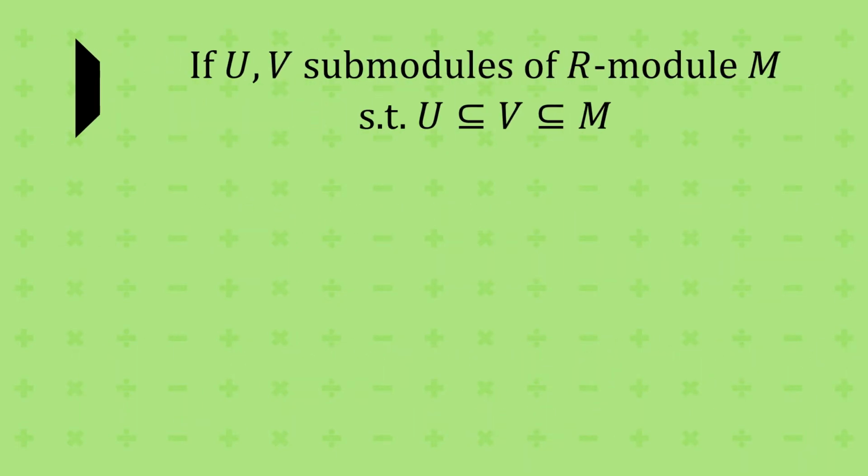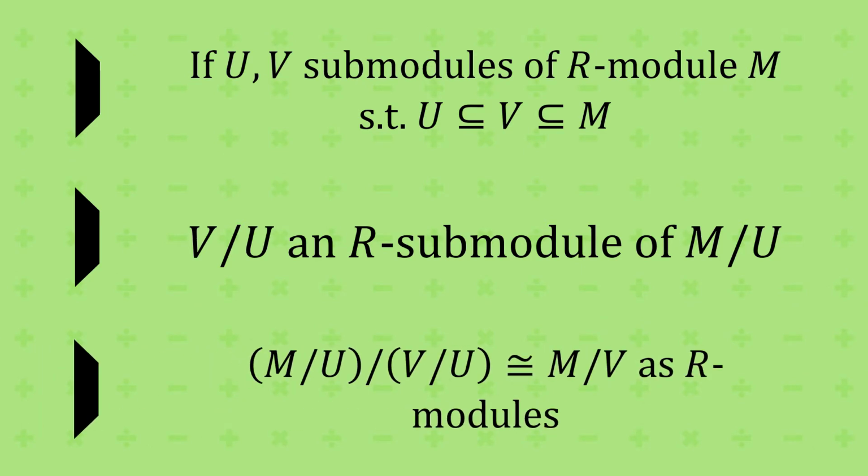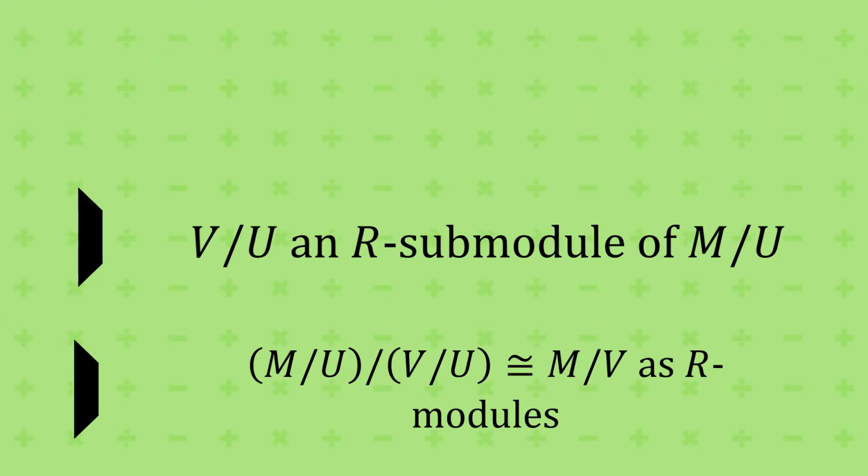The third part of the theorem is that if U and V are submodules of an R module M, such that U is a subset of V, which is a subset of M, then V over U is an R submodule of M over U, and M over U over V over U is isomorphic to M over V as R modules.